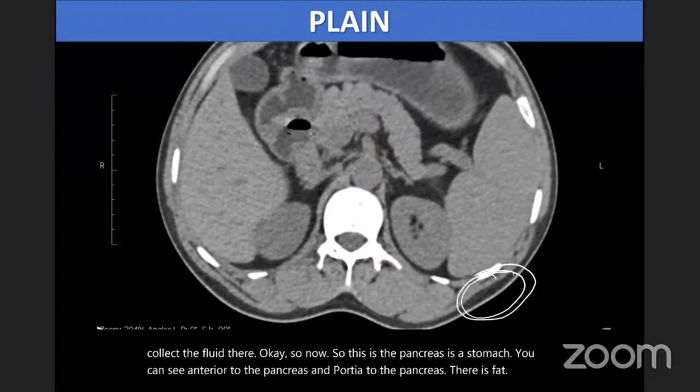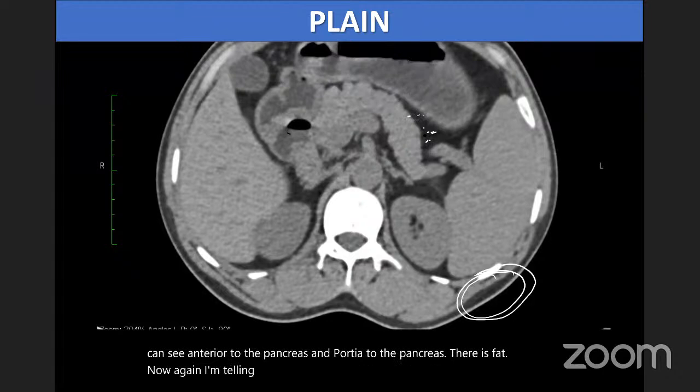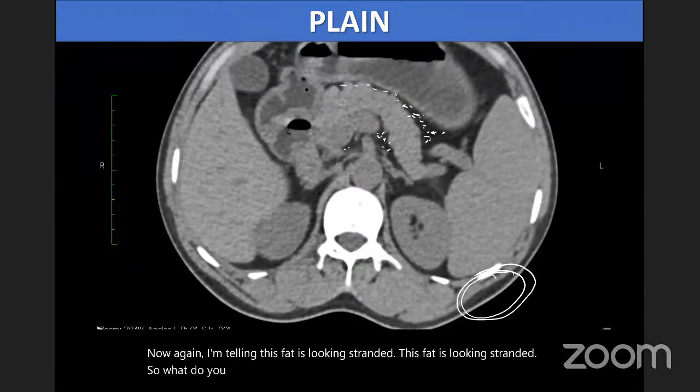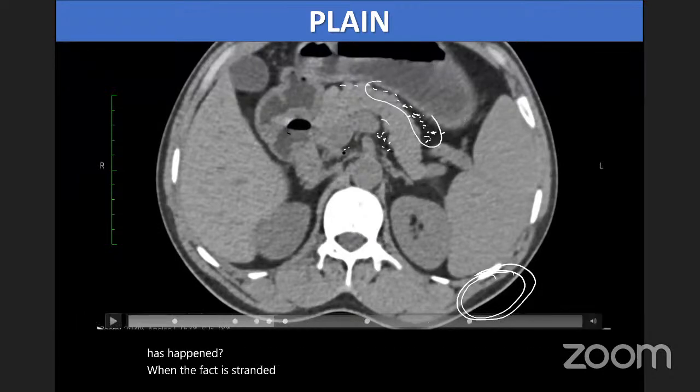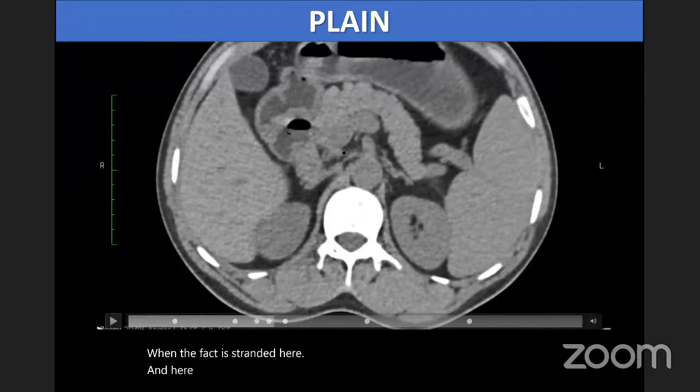Now, again, I'm telling this fat is looking stranded. So what do you think has happened? When the fat is stranded here and here, it's pancreatitis. Very simple. What else do you see with this?